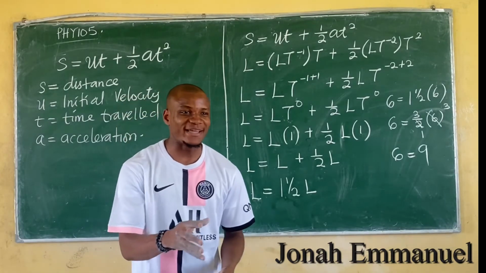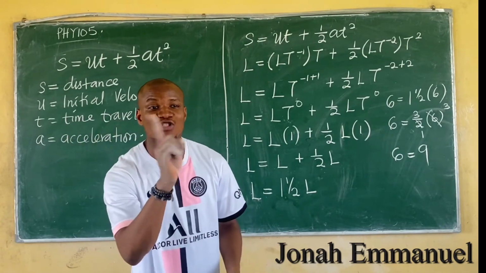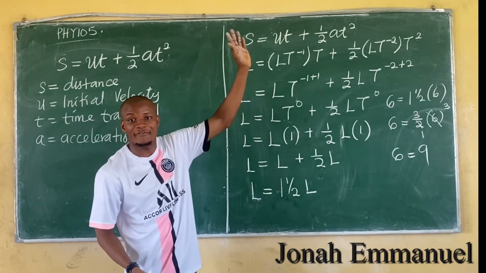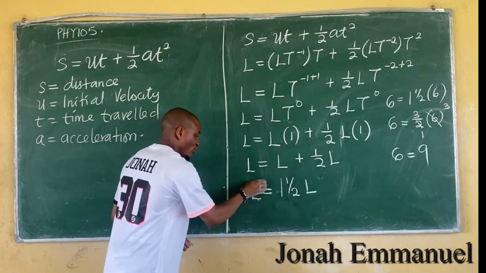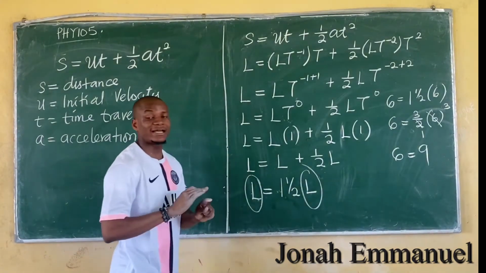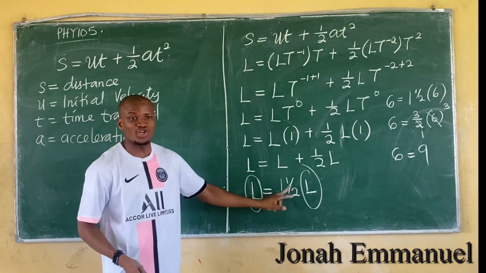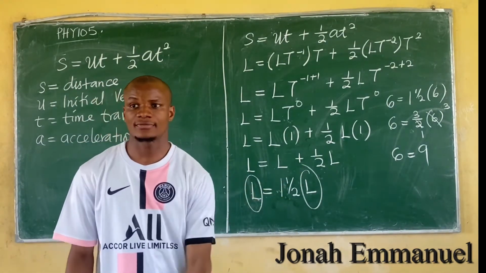Look at the last statement there. Notwithstanding, that means in this case we don't consider the coefficient. Note it, please. You just consider the terms, L and L, that's all. Whether it's L and half L doesn't concern you. We don't consider coefficients. So it's correct.